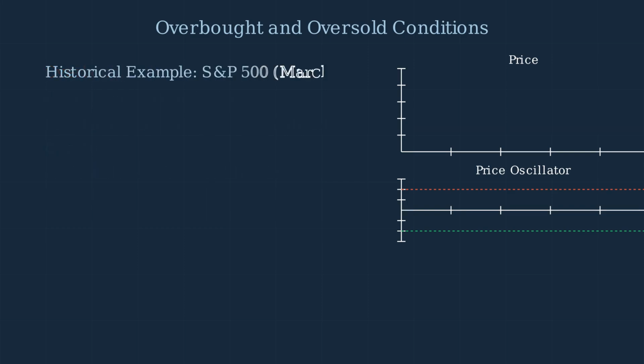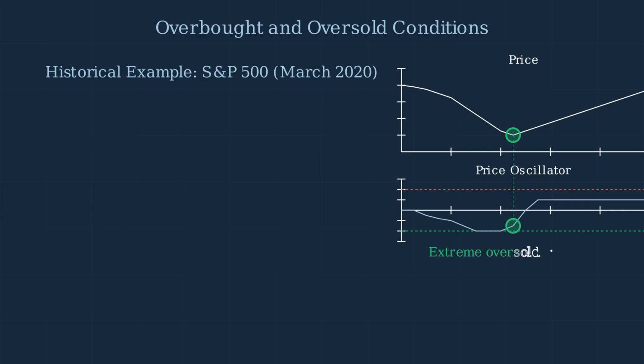Let's look at a historical example from March 2020, when markets experienced extreme volatility. The S&P 500 experienced a sharp decline during the COVID-19 crisis. At the market bottom, the price oscillator reached an extreme oversold reading. What followed was a strong recovery in the market, validating the oversold signal from the oscillator.